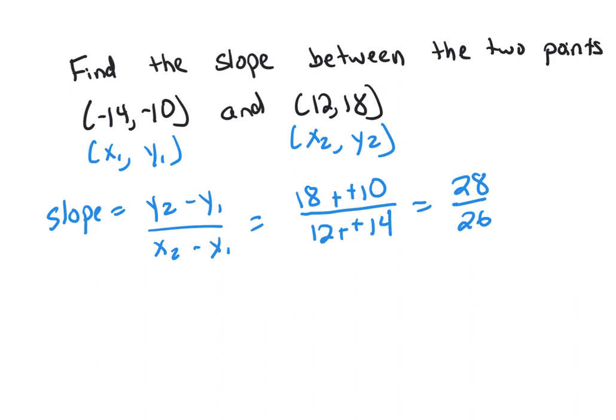Now, we don't like this because we need to reduce it. Notice they're both even, so you can reduce them both by 2. 28 divided by 2 gives us 14. 26 divided by 2 gives us 13. So your slope, or m, would be 14 over 13.